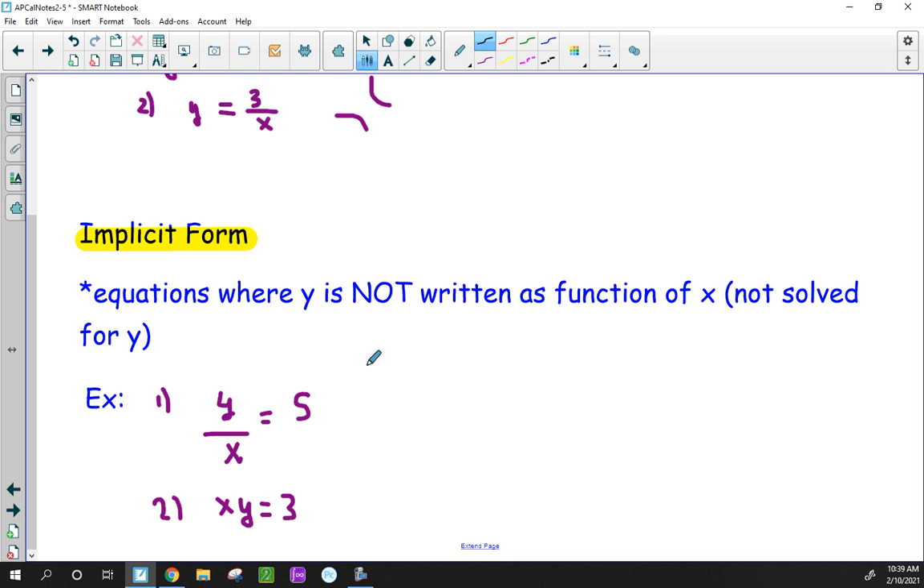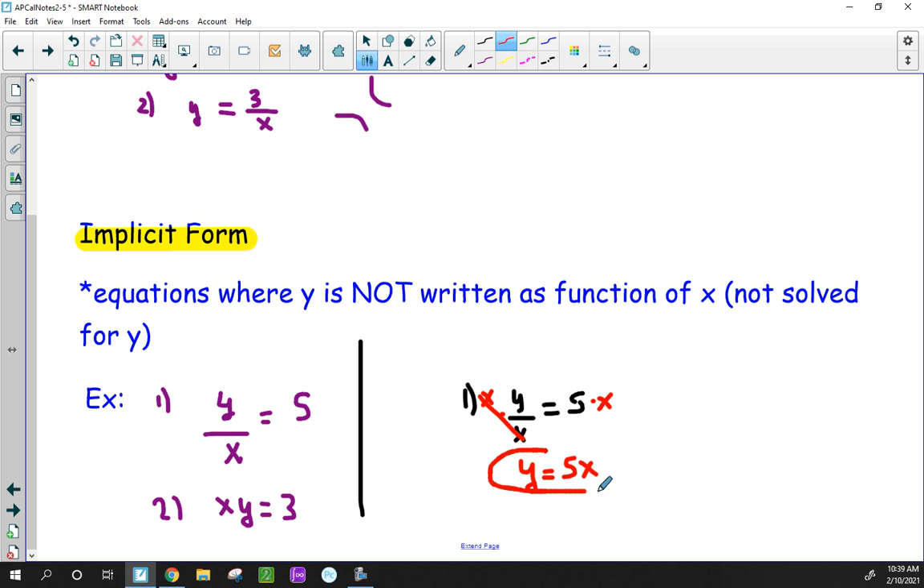Now, with the two examples that I've just given you, we can actually take the equation y over x equals 5, and we can solve it for y very easily by getting rid of the divide by x. Since it's being divided, we would do the opposite and multiply both sides by x. And then we would end up getting y is equal to 5x. And so, like I said before, sometimes we can take implicit form equations, easily solve for y, and then turn it into explicit form.